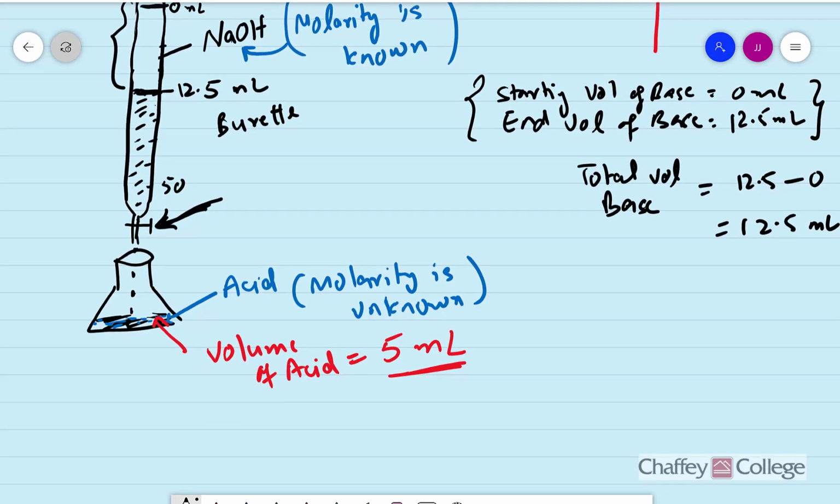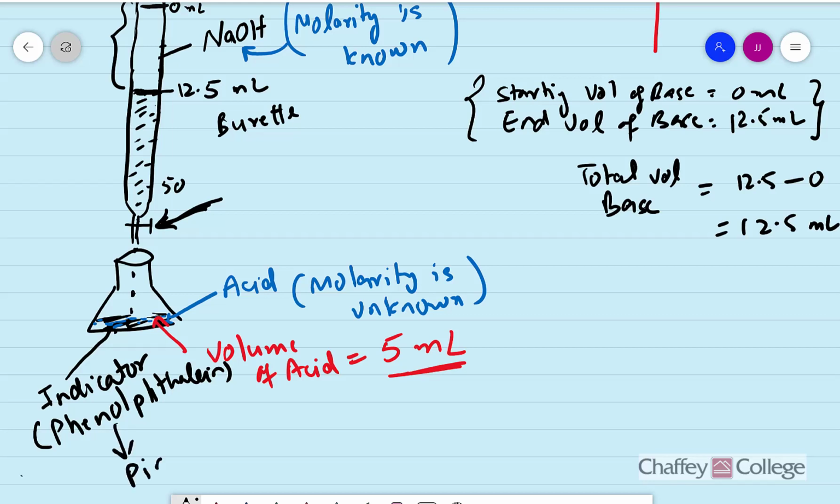To determine that, we add an indicator. An indicator is a solution whose job is to indicate when the acid has been completely neutralized. In this experiment we are going to add phenolphthalein as indicator. This solution will change the color from colorless to pink at the end point. The end point is the point where the acid is completely neutralized. So in other words, once the acid is totally neutralized, the solution will become pink.